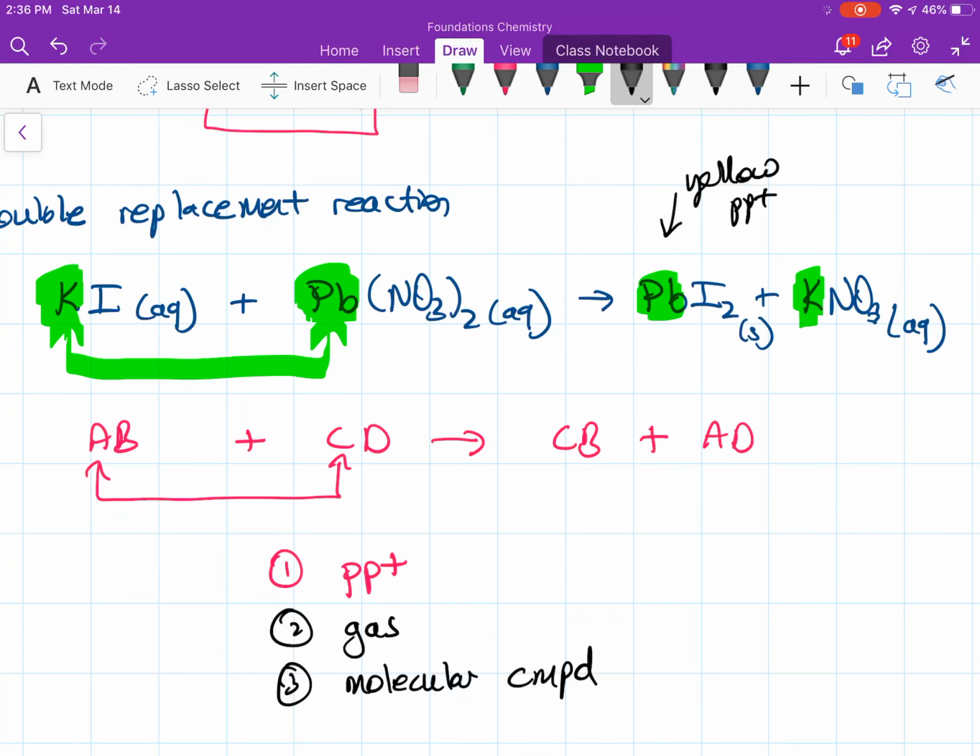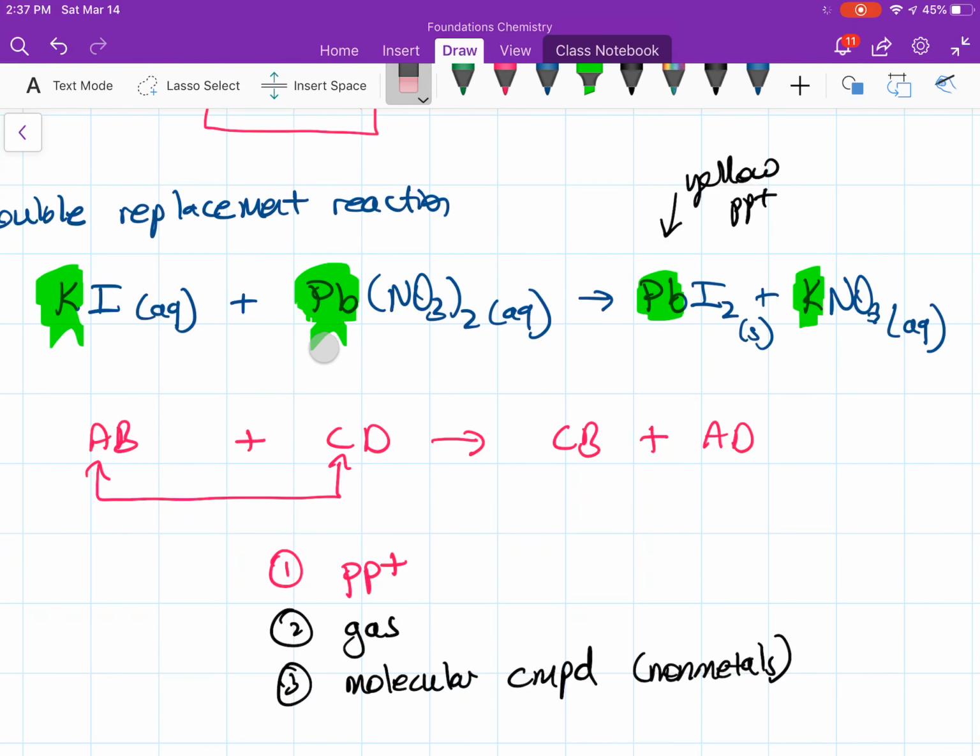Now, what's a molecular compound? Remember, anything covalently bonded. So a compound made up of nonmetals. Now, if you're in honors, you have to be able to predict whether or not a double replacement reaction will occur. If you're in foundations, you only have to be able to recognize one and complete it. I won't have you predict one. Everybody, though, has to know whether or not a single replacement reaction will occur. So in my next video, it will be for honors only, and I'll show you how to predict whether a double replacement reaction occurs.